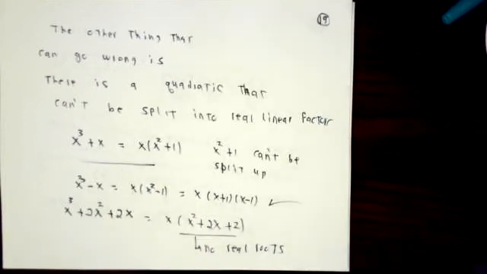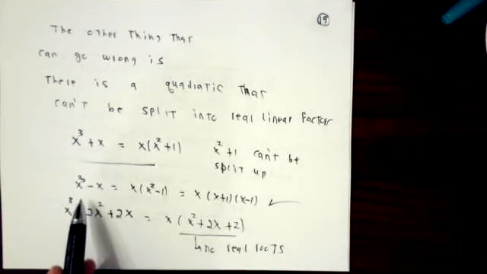X is a nice linear factor, so we would be happy to see that, but x squared plus 1 can't be split up into linear factors in the real numbers. If you were willing to work with complex numbers, though, you could do it. It would be x plus i times x minus i. Unfortunately, doing calculus with complex numbers turns out to be extremely complicated, and we can't go there at this current time.